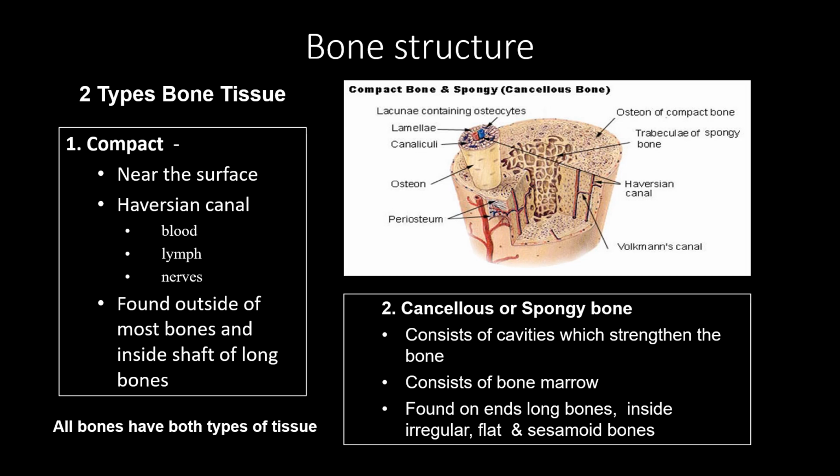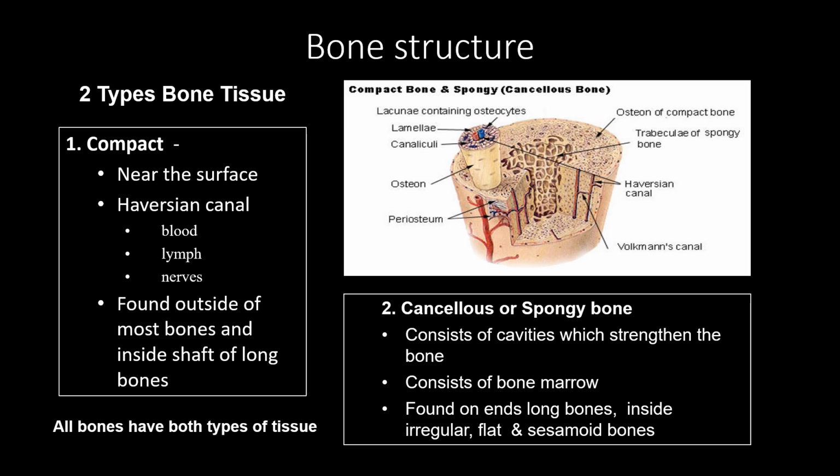Most of it is found at the ends of long bones, inside irregular, flat and sesamoid bones. But just remember that all bones have 2 types of tissue, and they are compact and cancellous and spongy bone. And the reason I've put it in red is because this is quite a common question: what makes cancellous bone so strong, and why do we have the holes in it? That's to make it strong.